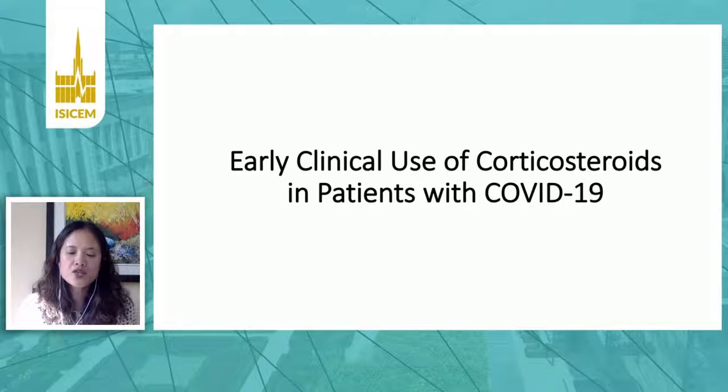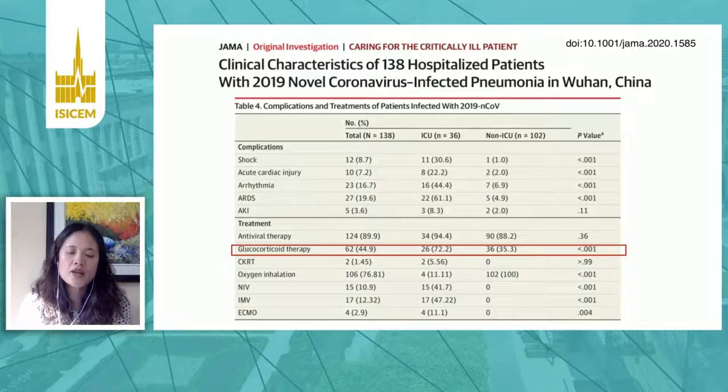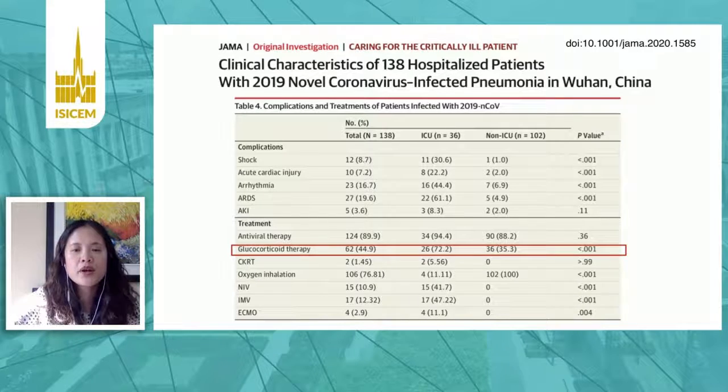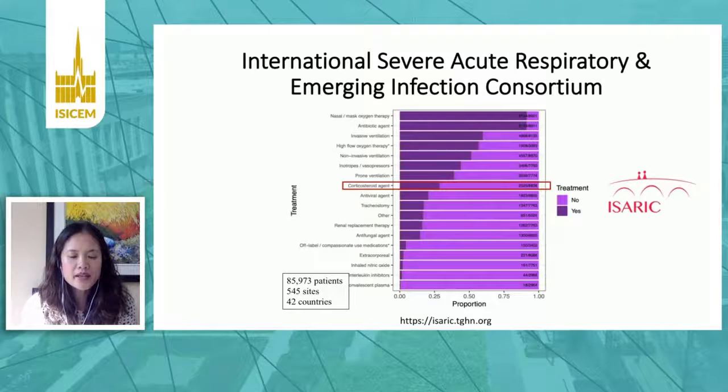Despite the mixed recommendations on the use of corticosteroids in patients with COVID-19, there has been some evidence of its early clinical use. In an early Chinese cohort of 138 hospitalized patients with COVID-19, approximately 45% received systemic corticosteroids. A higher proportion of ICU patients received systemic corticosteroids compared to non-ICU patients. In a cohort from the ISICEM, which collected data from approximately 86,000 patients from 545 sites in 42 countries, approximately 29% of the patients received systemic corticosteroids.